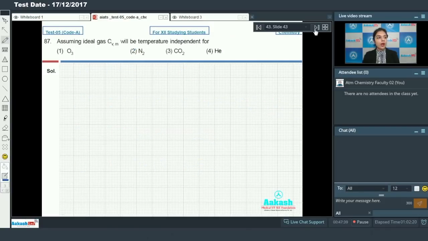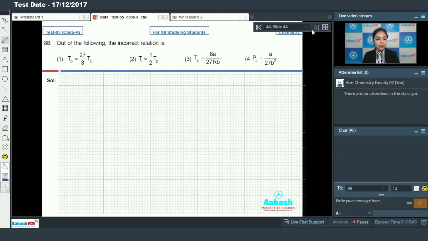So let's move on to the next one now. We have question number 87, which says that assuming ideal gas, CVM will be temperature independent for the following gases: O3, N2, CO2 and helium. CVM is the molar heat capacity at constant volume. Helium is a monoatomic gas, and for a monoatomic gas there is no change in vibration and rotation with increase or decrease in temperature, because no vibration or rotation is possible. So for this type of gas the CVM will be temperature independent. But for CO2, N2 and O3, which are diatomic and triatomic gaseous molecules, the CVM is temperature dependent. So the only correct option is option number 4.